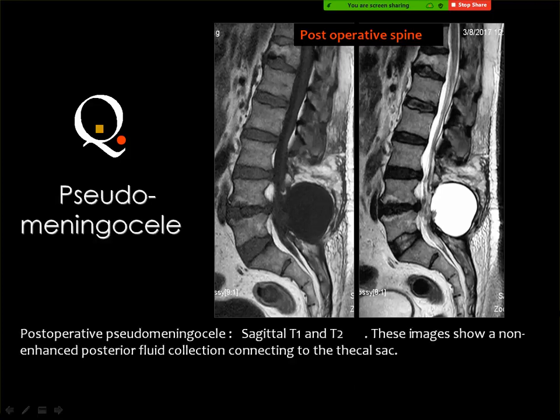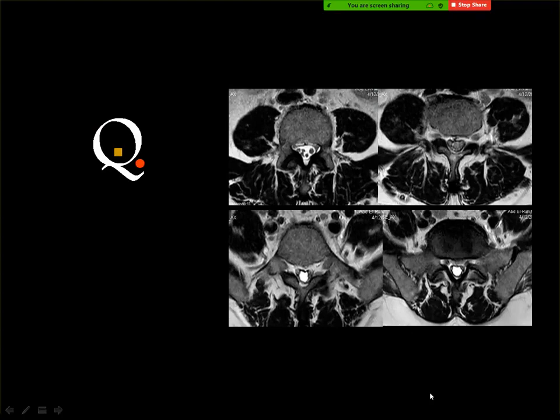Pseudomeningomyelocele. No, pseudomeningocele only. And this is a post-operative spine where you get evidence of laminectomy, and at the operative site you get collection of CSF, and this is known as pseudomeningocele, and it results if during surgery there is a dural tear that has resulted in some leakage of CSF to form this collection. Sometimes this collection may be secondarily infected and may result in an abscess.